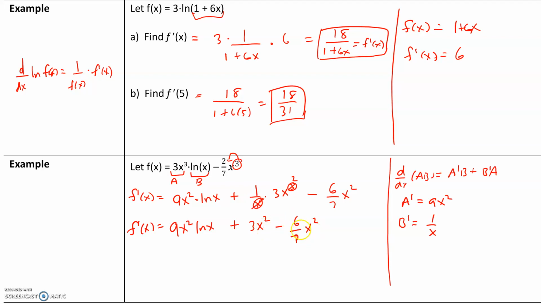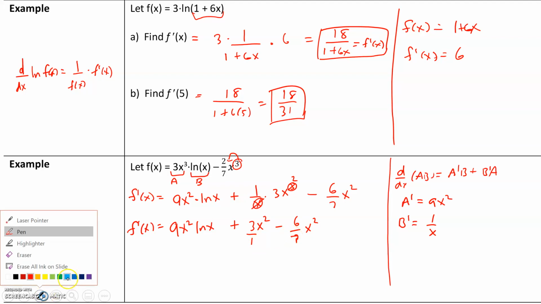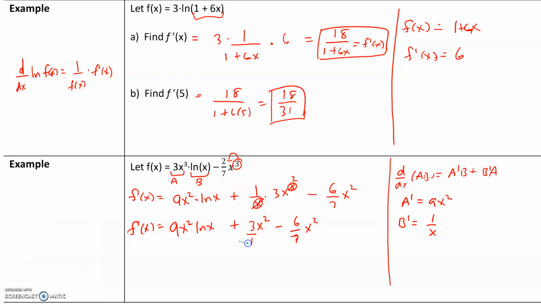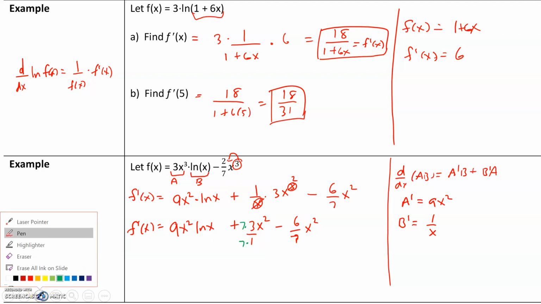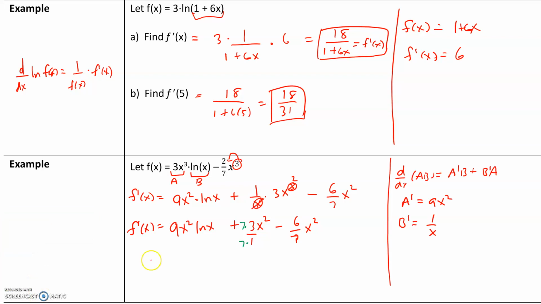Because these are both x squareds, we have to combine our like terms. So I'm going to write this as 3 over 1 and get a common denominator. So between 1 and 7, my common denominator is going to be 7, which means I multiply this by 7, multiply this by 7. So if I rewrite this, here's what I get.